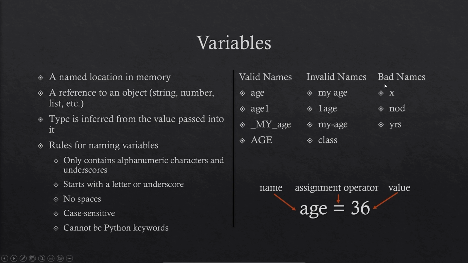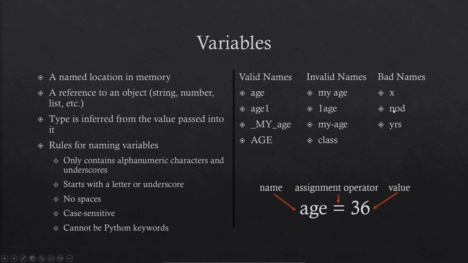Bad names are names that are valid. Python has no problem with them, but they're probably not the best names to choose for your variables. So something like x, y, z, a, b, stuff like that, it has no meaning, so you don't really know what it is. Now, if you're doing something that's just like a real quick test, it's not a big deal, but if you do this in production code, or even if you do it in your own code and have to come back to it a week, a month later, and you see this or somebody else sees it, they're going to have no idea what that x is for. So try to use names that are meaningful.